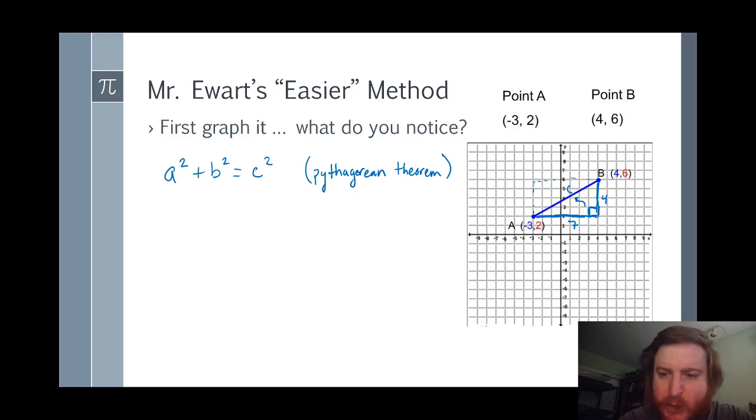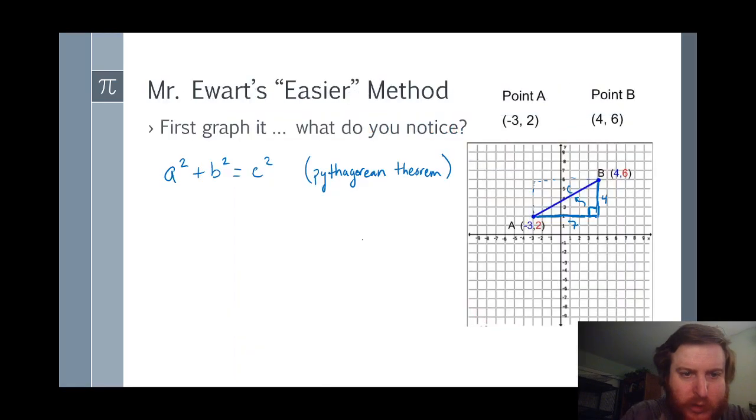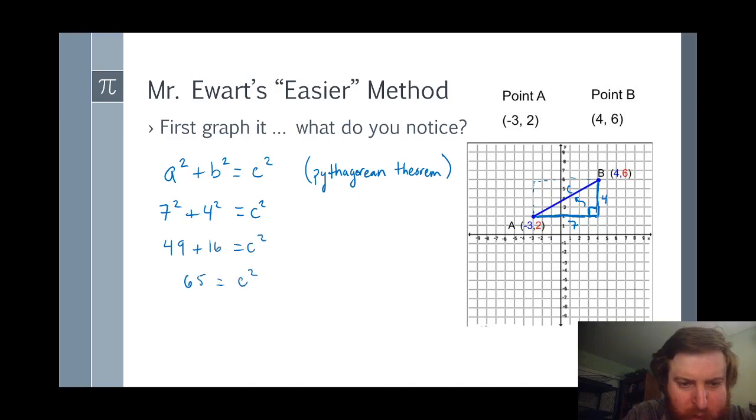So a and b can be either of the other two numbers, but c has to be our biggest number. So we're going to do 7 squared plus 4 squared equals c squared. 7 squared is 49, plus 4 squared is 16, equals c squared. That's 65 equals c squared. And then to get rid of the squared, you take the square root. That's how you undo a squared.